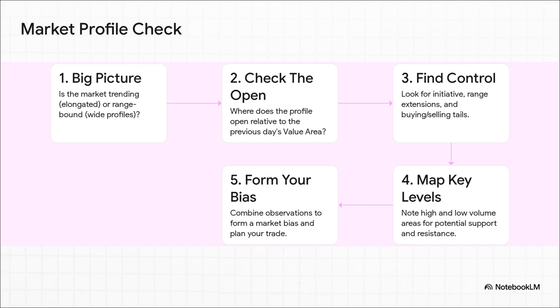Step 1, the big picture. First, you gotta zoom out. Are the recent profiles long and skinny? That tells you you're in a trend. Or are they wide and overlapping? That means you're in a balanced range-bound market. This context is everything. Step 2, check the open.